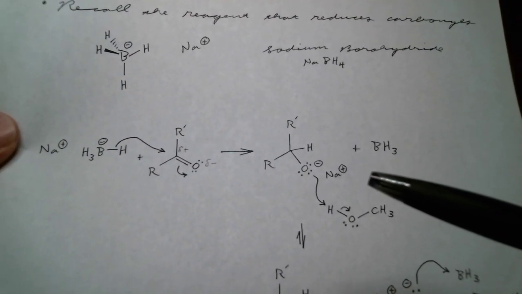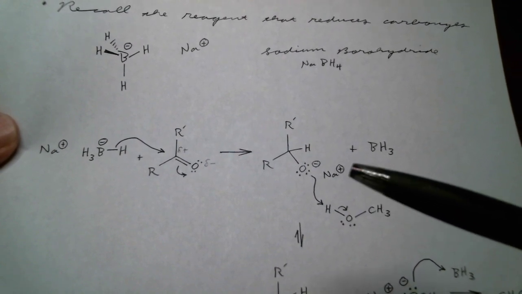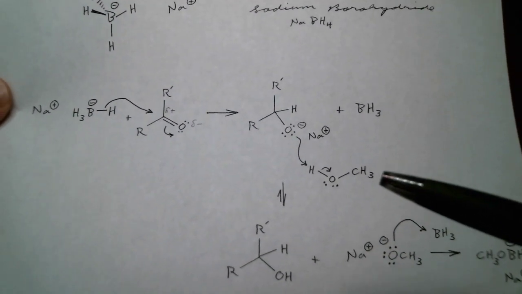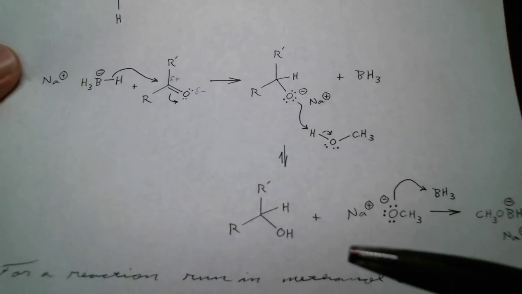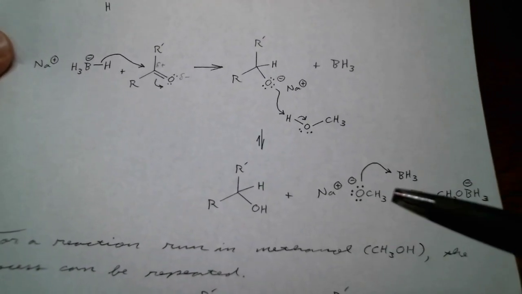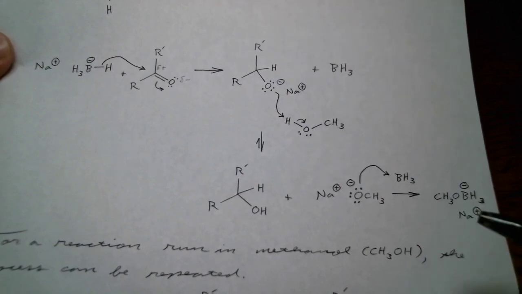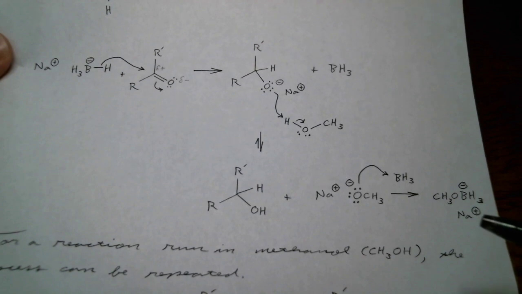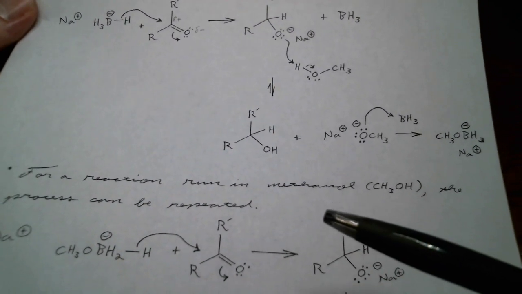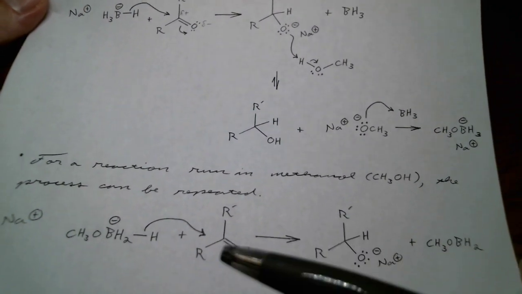We typically do these reactions of sodium borohydride in methanol. So if we create a little bit of this alkoxide, Le Chatelier helps us deprotonate methanol, and we create sodium methoxide and our alcohol. And then that methoxide goes and attacks the empty p orbital on our BH3, and then we get methoxy sodium borohydride. So for a reduction like this, in a reaction run in methanol, the process can be repeated.